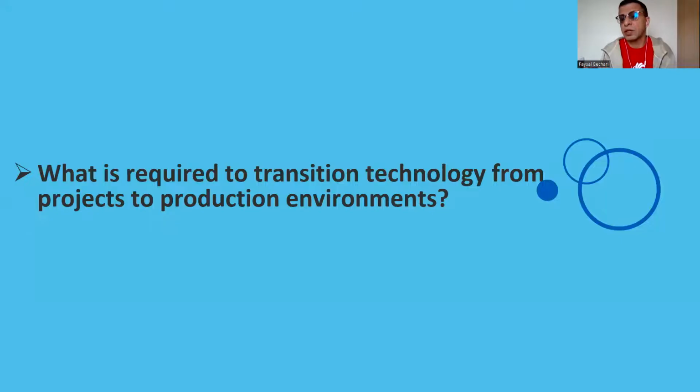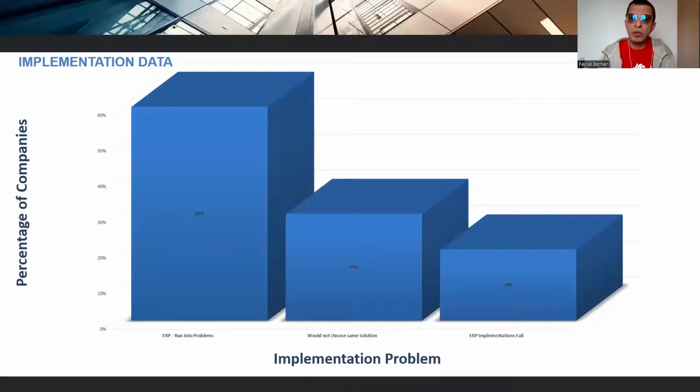Now, what is required to transition technology from project to a product environment? To do that, first we need to take one step, a cautionary step, backward. We noticed that in most implementations, especially in the field of ERP, 60% of them run into a problem. 20% to 30% would not choose the same application again. And there is 20% that would fail, clearly failing.